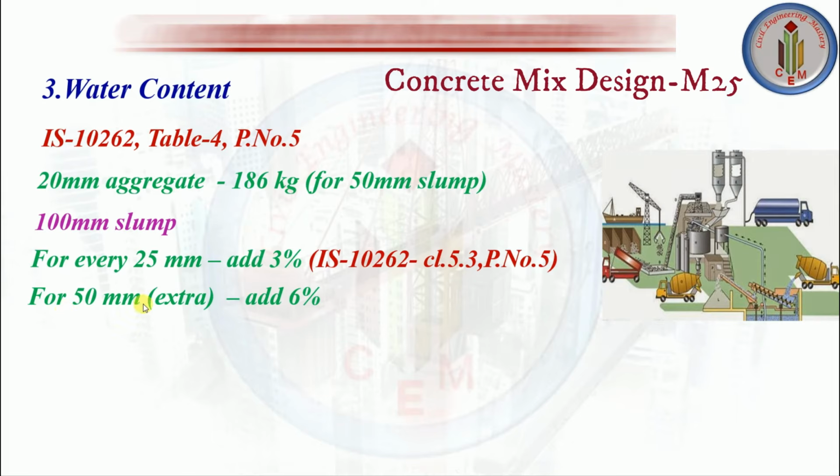So here we have 50 mm, so we need to add 6%. 186 is the water content for 50 mm slump. 186 plus 6% of 186, we get 197 kg as the water content.